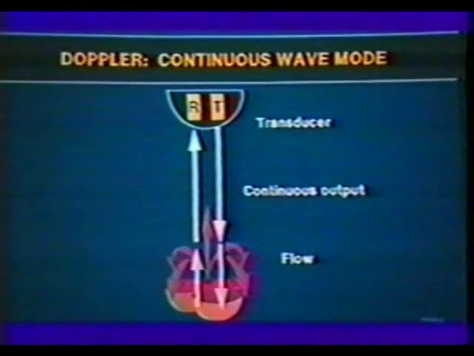Another solution to aliasing is the continuous wave mode. Here the transducer emits and receives a continuous beam of ultrasound rather than a series of bursts. The continuous wave mode can be thought of as having an infinite pulse repetition frequency. Therefore, aliasing does not occur. The continuous wave mode is the one we most frequently use for studying stenotic jets, particularly the very high velocity jet of aortic stenosis.